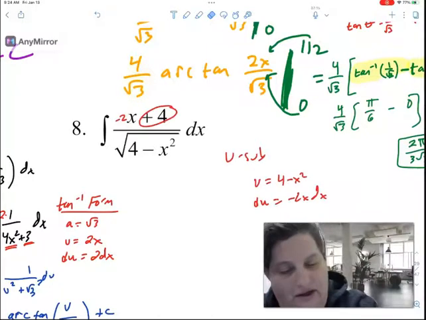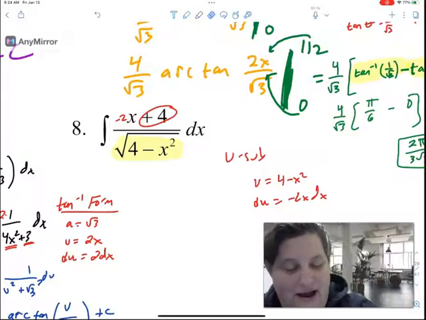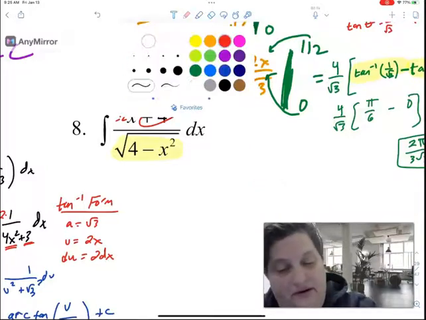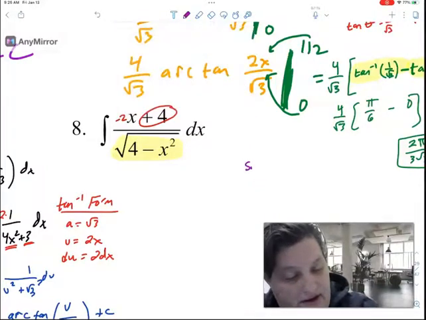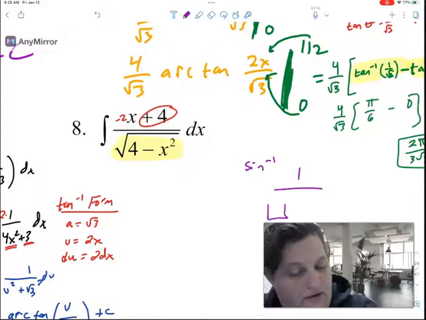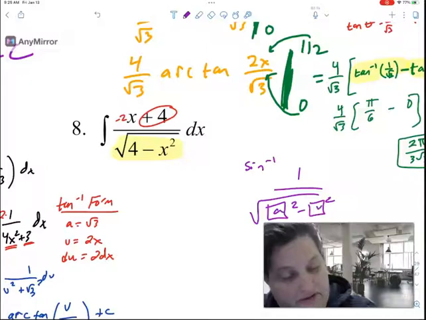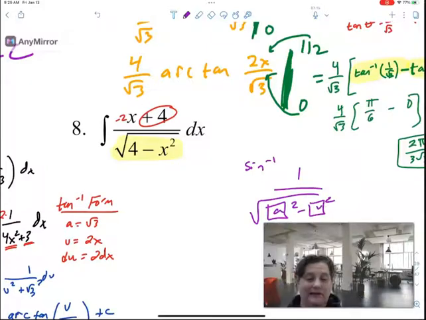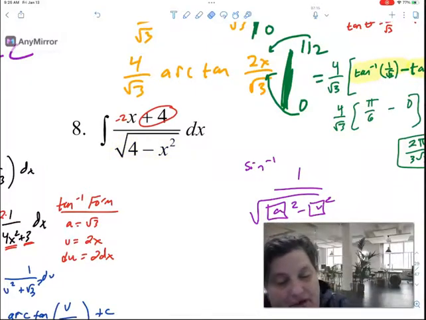It doesn't really work. And then I'm looking at this and I'm like, oh, that kind of follows the sine pattern, because inverse sine is like 1 over the square root of something squared minus something squared, like a squared minus u squared. I'm like, kind of looks like that, except the problem is that on the top I have extra stuff.